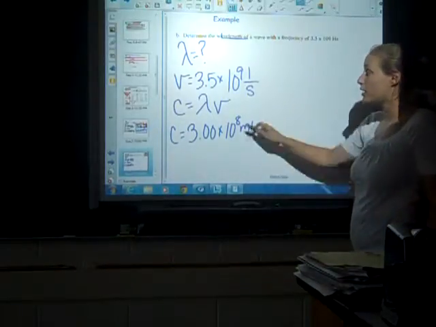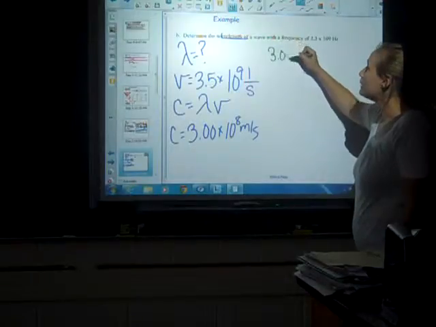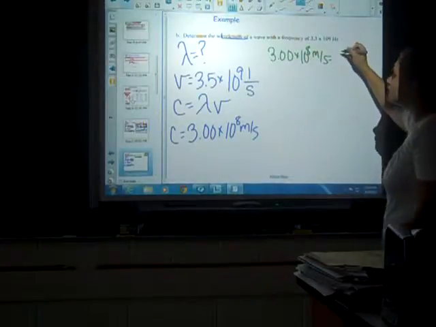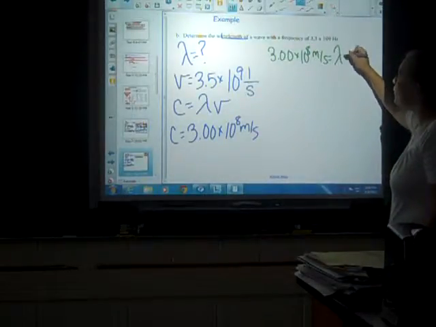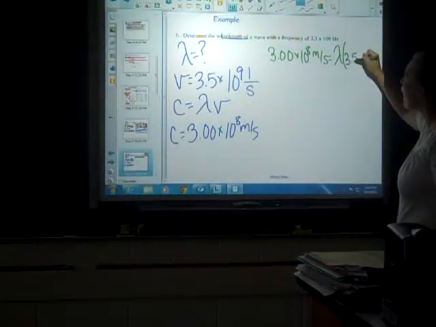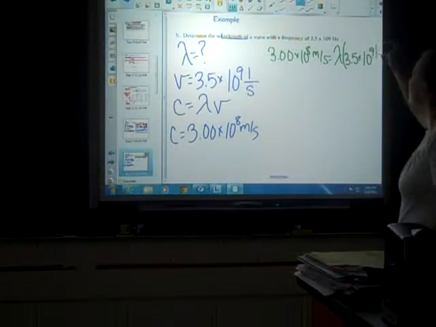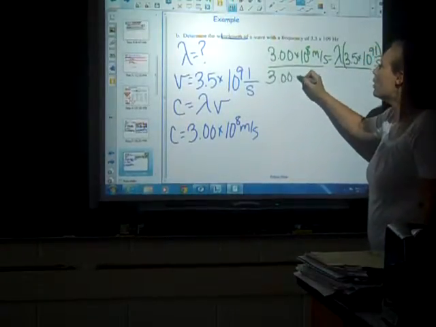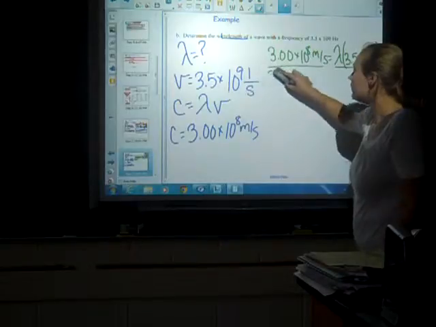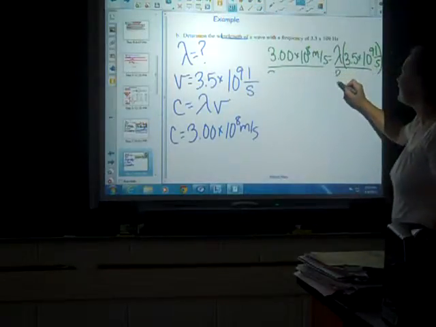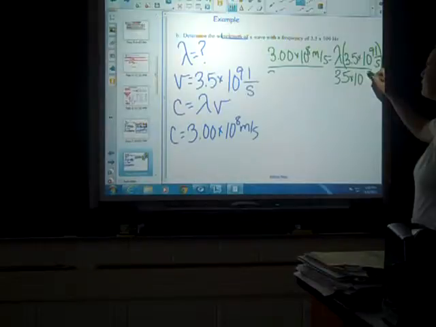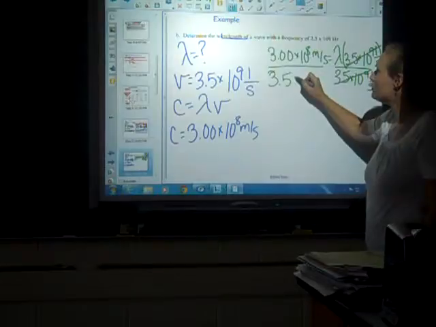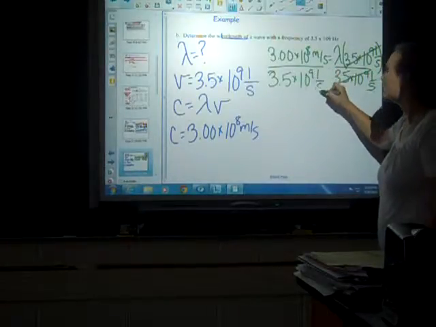So now all I have to do is plug into my formula. I know the speed of light is 3.00 times 10 to the 8th meters per second. I know that's equal to my wavelength, which is my unknown, times my frequency, 3.5 times 10 to the 9th inverse seconds. I'm going to isolate my lambda, or my unknown, all by itself. I'm going to isolate it by dividing by my frequency. So these are gone. And then 3.5 times 10 to the 9th, 1 over seconds.